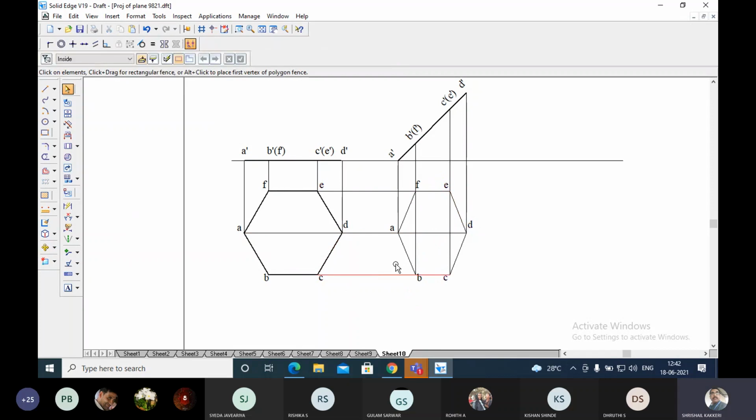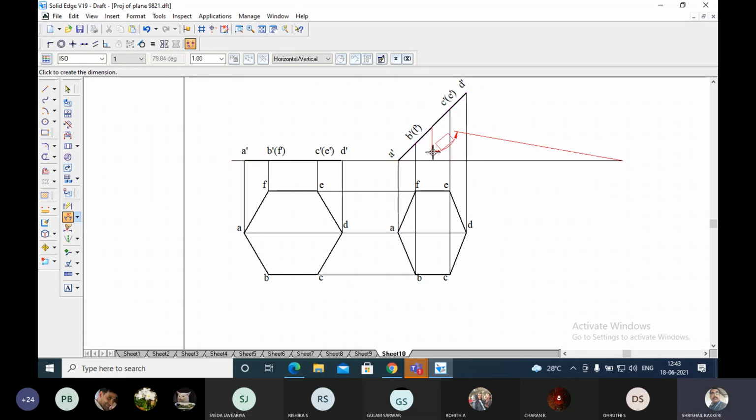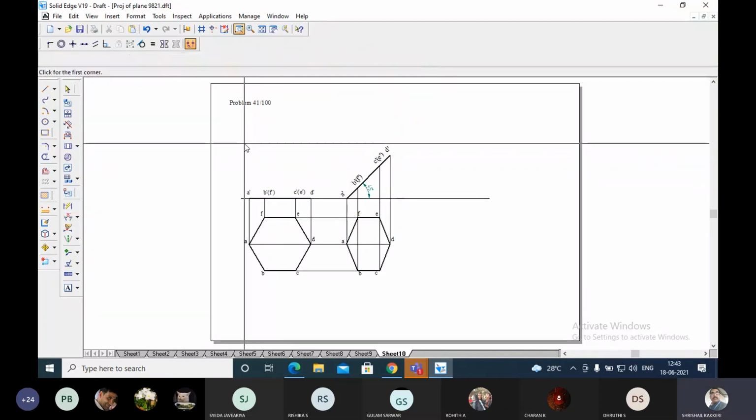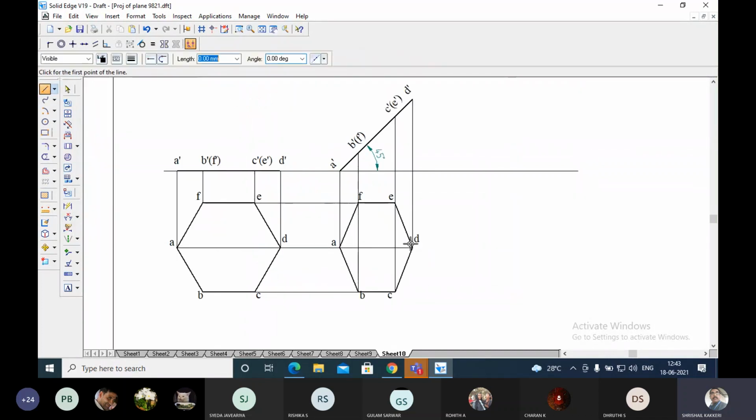Okay, all these points I have located, and you can convert them into thick, visible lines. Now the next point is the diagonal which passes through the corner on which it rests. That is, AD is the diagonal which passes through this corner on which it rests. It makes an angle of 30 degrees with respect to the vertical plane. Now this angle is 45 degree, and we have to take 30 degree here. So this is what I wanted to show, 30 degree.